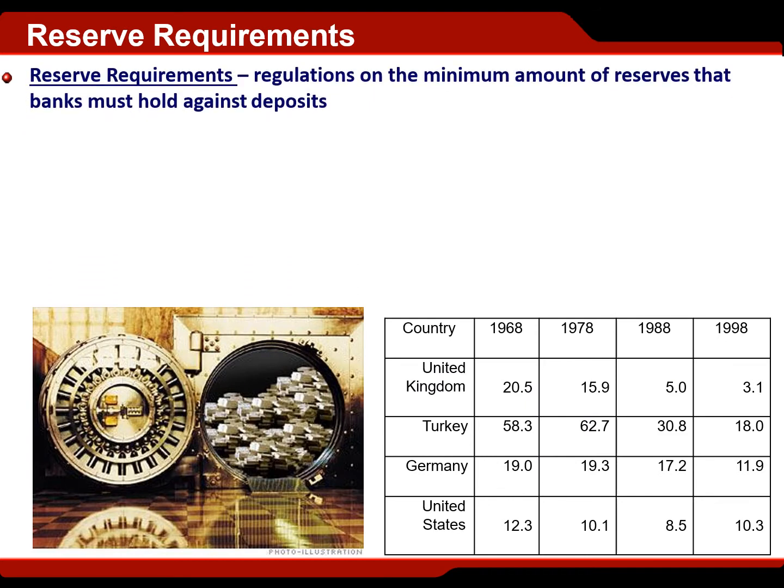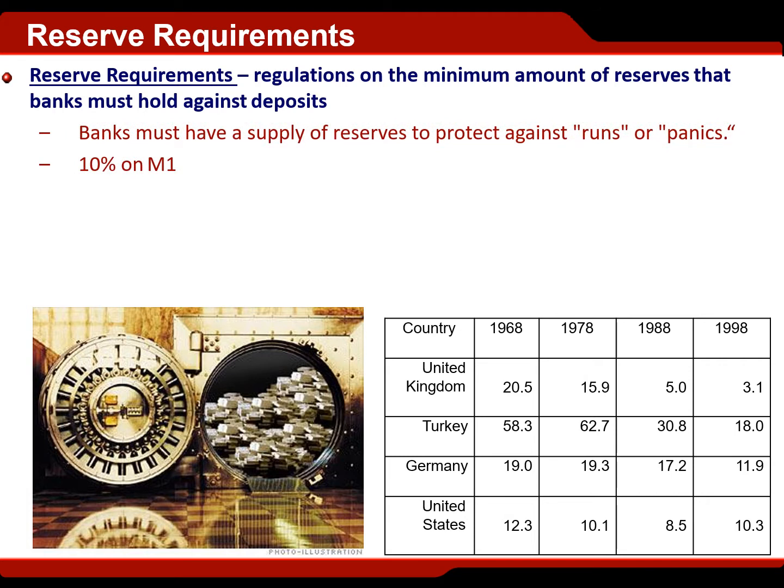Now, reserve requirements are there to protect consumers and also to protect the banks. It's a regulation on the minimum amount of reserves that banks have to hold against their deposits. So, for example, you might remember that during the Great Depression, when people got freaked out about the economic situation, they all rushed to the bank to try to get their money. But the banks didn't have any money. Well, after that debacle, the Fed decided that banks must have a supply of reserves to protect against these kinds of runs or panics like what we saw during the Great Depression.